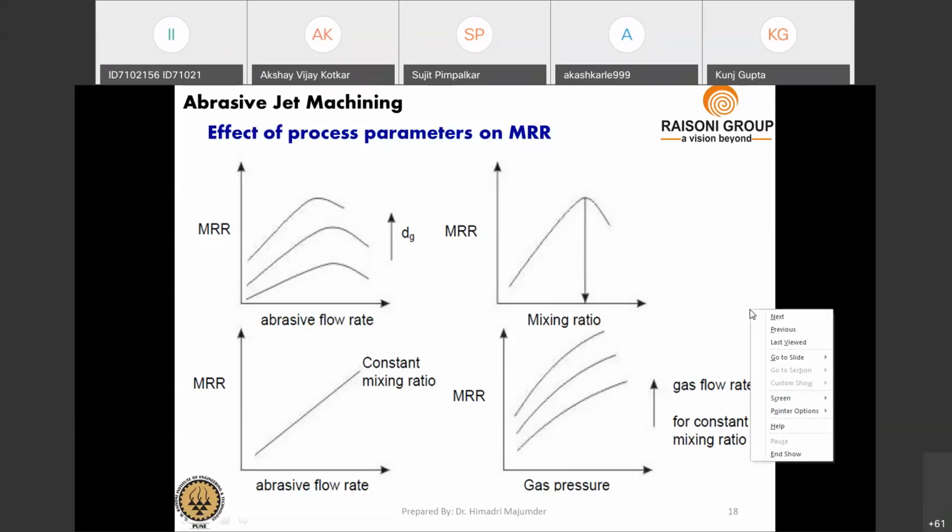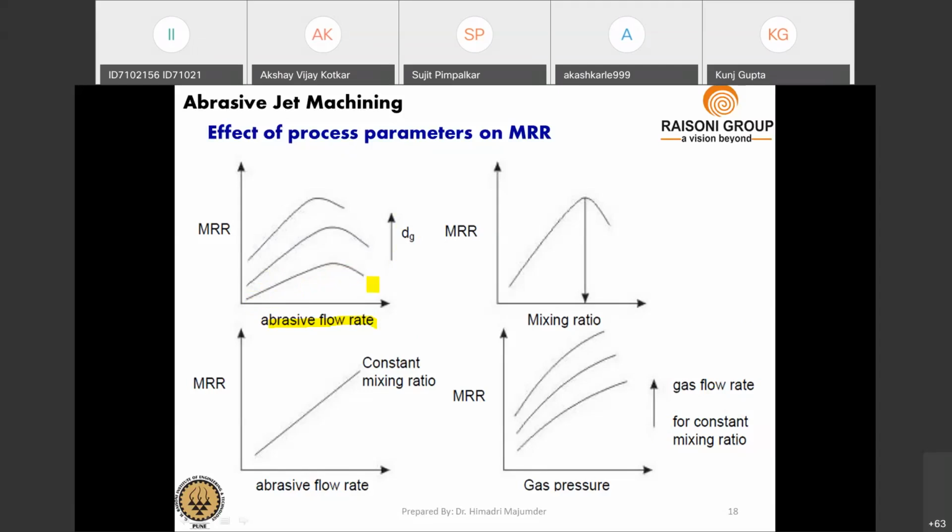In this first diagram, we have shown the abrasive flow rate effect on MRR. So you can see, DC means grit diameter, abrasive grit diameter. If you increase abrasive flow rate and also increase the grit diameter, then you will find that MRR initially increases exponentially. It increases, and after a certain period of time it again decreases.